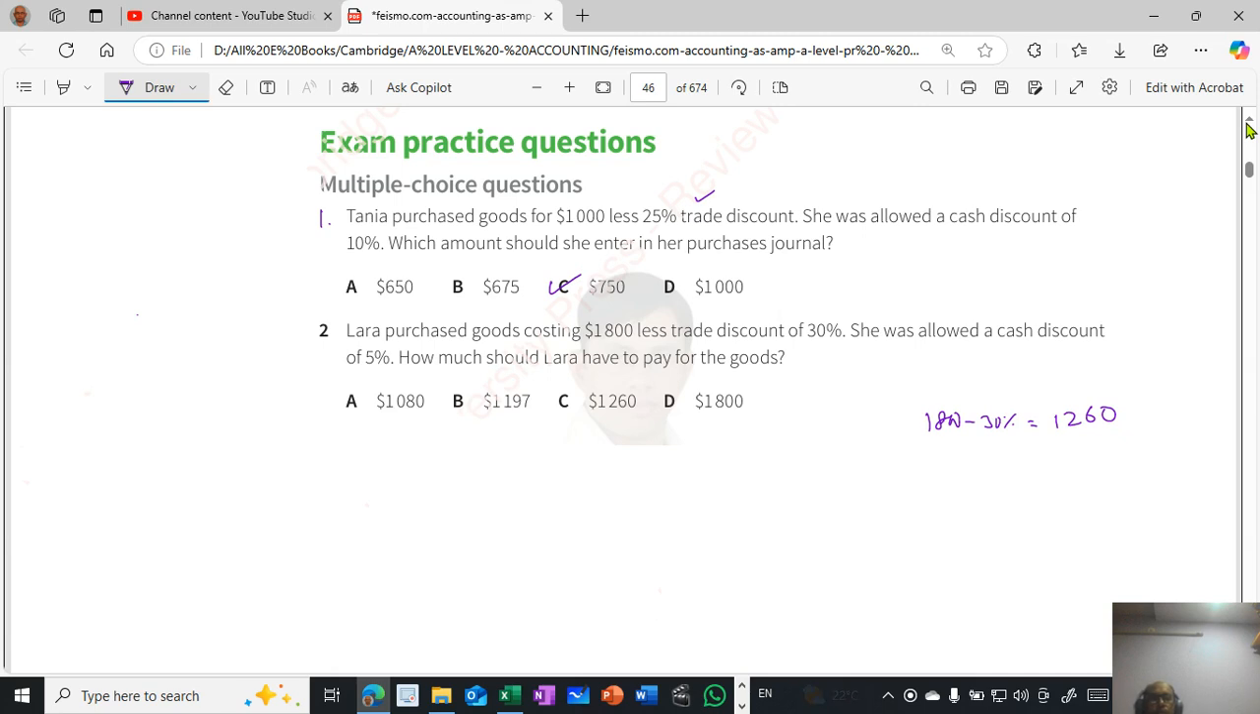She was allowed a cash discount of 5%, which means she has to pay less. So how much less does she have to pay? She has to pay 63 less, 5% of this. So how much should Lara have to pay for the goods? It is 1197. So when you subtract this and this, it is 1197. So this one is the answer.